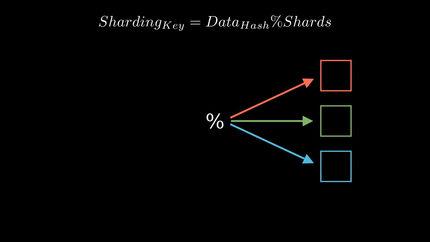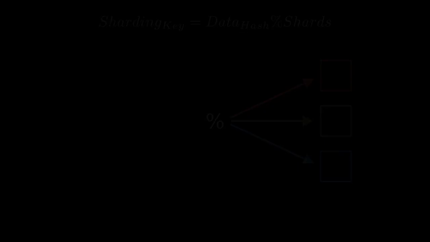This formula uses the modulo operator, represented by the %, to take your data hash and distribute it evenly across your available shards. Just remember to scale smart, not hard.